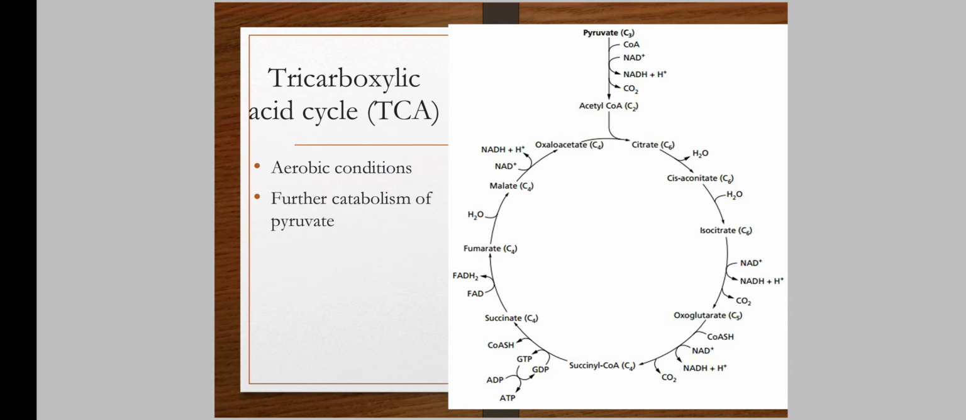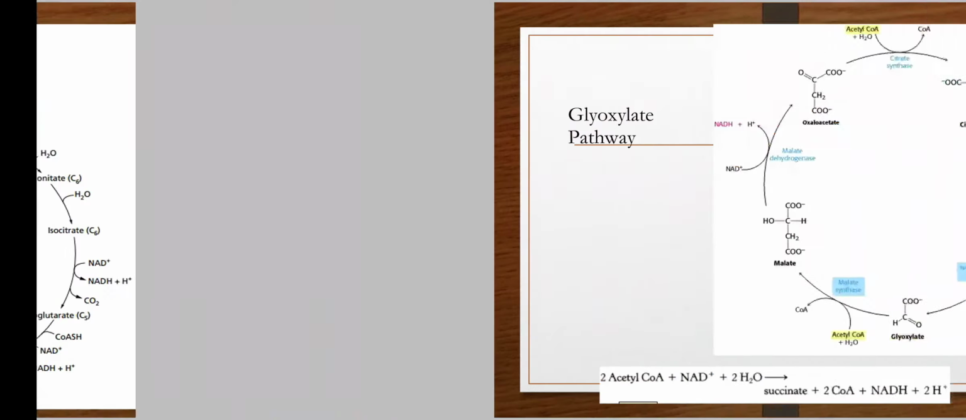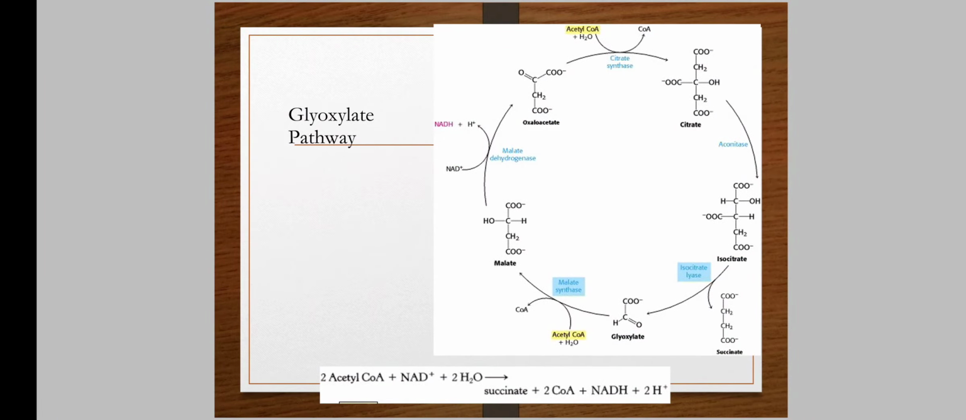Now, continuing on, you have the TCA cycle. This is your citric acid cycle. This happens after the glycolytic step for normal oxidative respiration. This one is used to catabolize pyruvate. We have already discussed it in a separate video, so I won't be looking at it here.